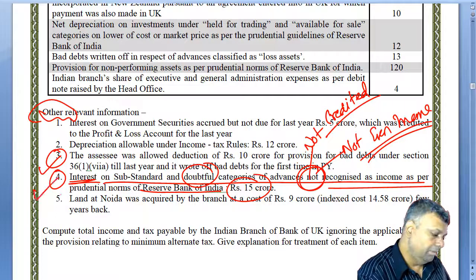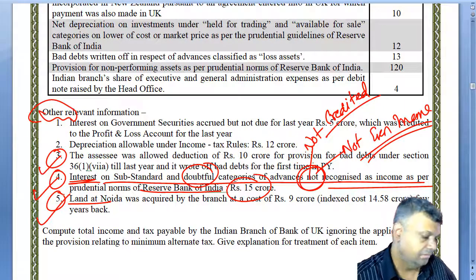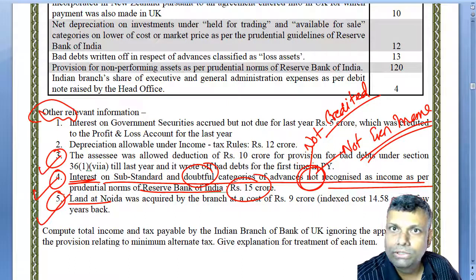Okay. So this one point we have to write. Then the land at Noida we have already read and we have already adjusted. So after writing this 15 crore comment, we can straight away go to the bad debts calculation. So now these two things remain in this question.